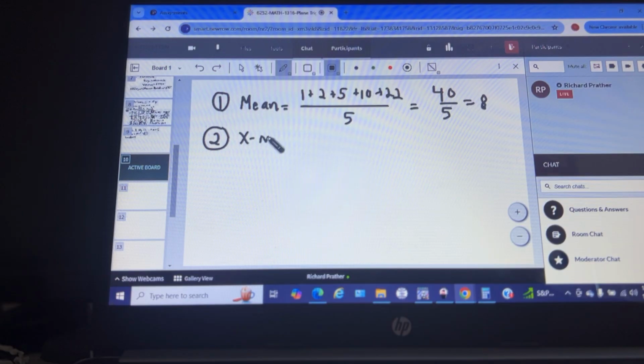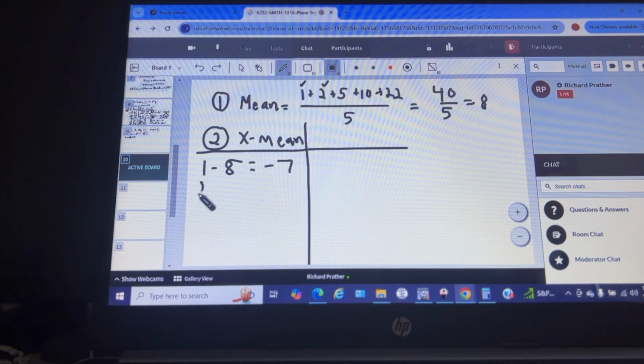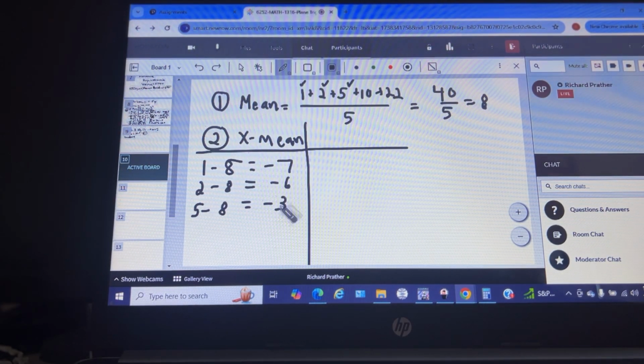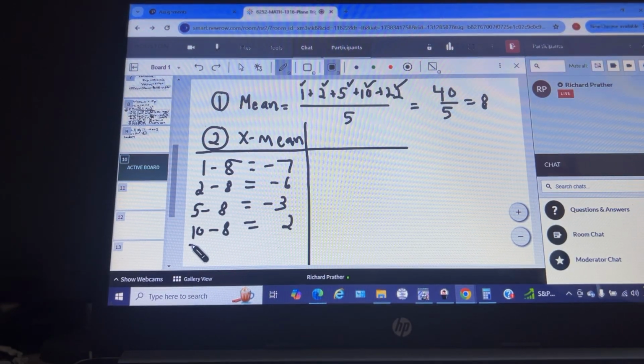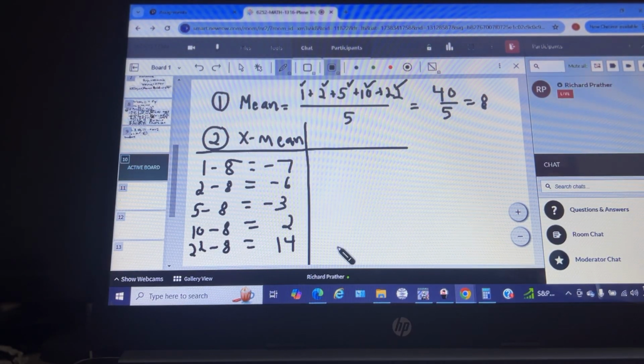Take each number minus the mean. So the first number is 1. 1 minus 8 is negative 7. Then go to the second number, 2. 2 minus 8 is negative 6. The third number is 5. 5 minus 8 is negative 3. 10 minus 8 is 2. And 22 minus 8 is 14. Each number minus the mean.